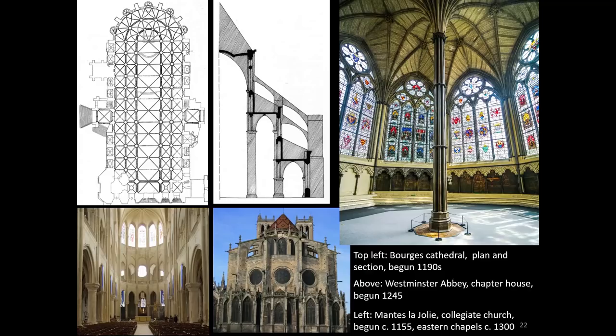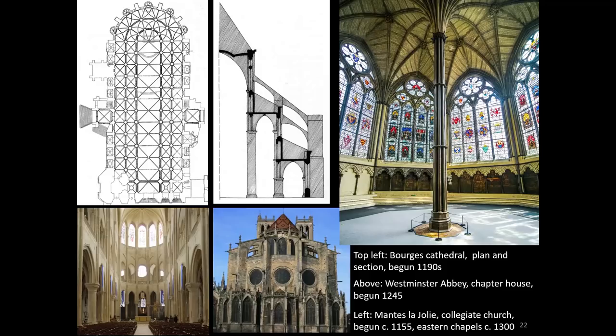Here at Bourges Cathedral, these two images you can see, begun in the 1190s, Bourges imitates the double aisle structure of Notre Dame, although it does away with that gallery so that you have this kind of staggered pyramidal form. Here at Mont de la Jolie, not far from Paris, the collegiate church, first of all, was begun in the mid-12th century with these very similar, super slender upper walls that almost kind of melt away when photographed like this.